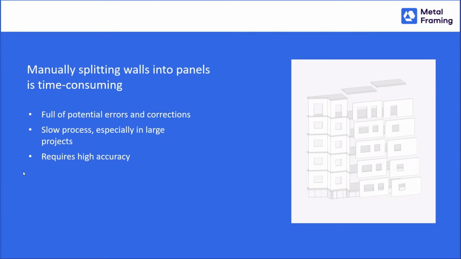Now, let's explore walls. When you frame your walls, especially if you are using prefabricated construction solutions, you need to make your walls and floors or roofs into panels. And then you would like to insert framing into them. However, when we use only native Revit tools, and when we do things manually, it will be a very time-consuming task because there is a lot of potential for errors and corrections. It's also a very slow process, especially in large projects, because it requires high accuracy.